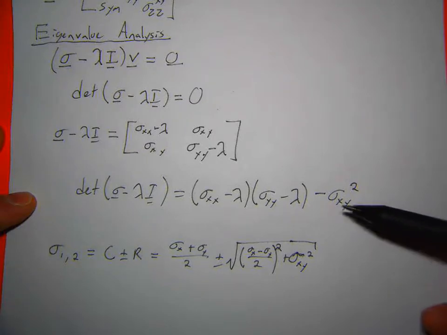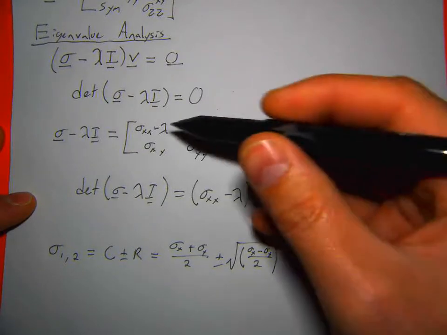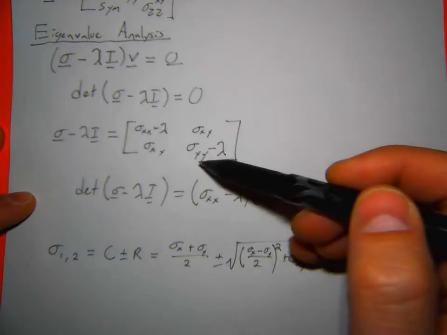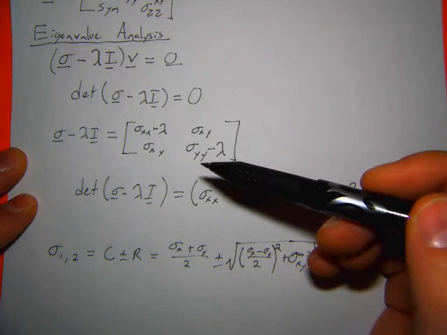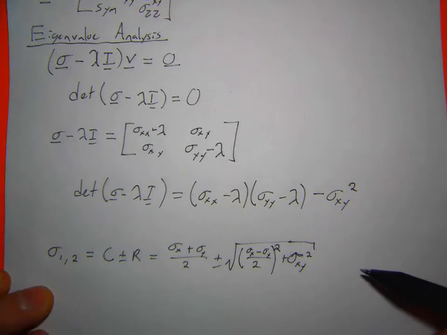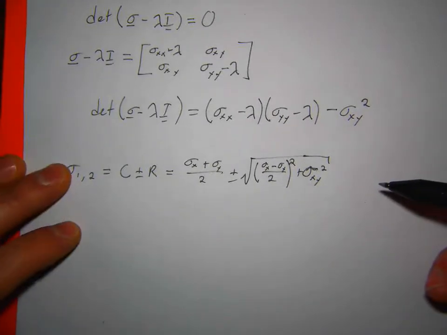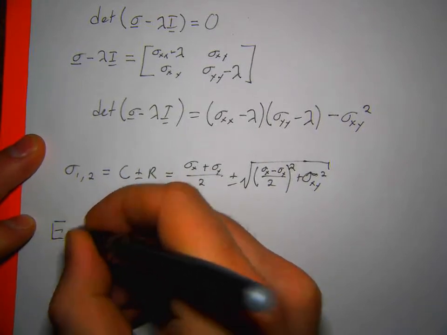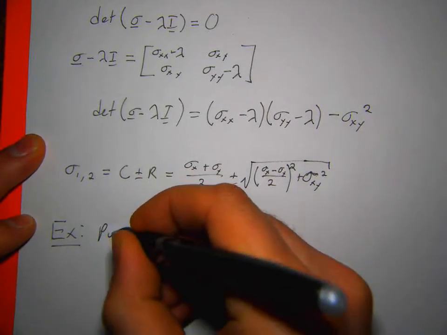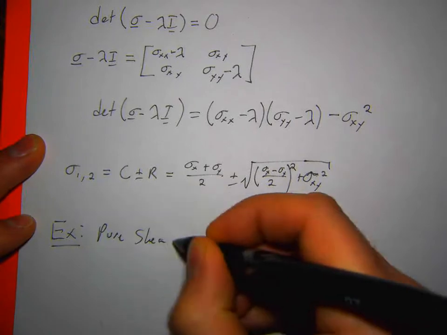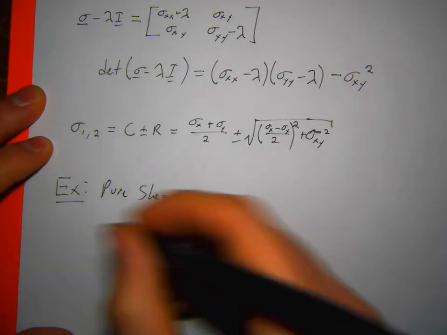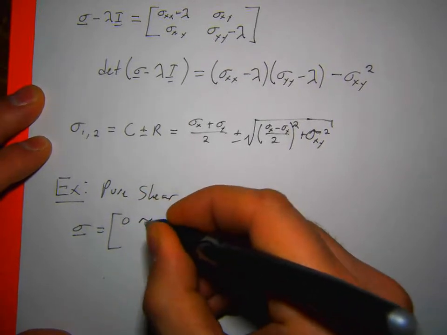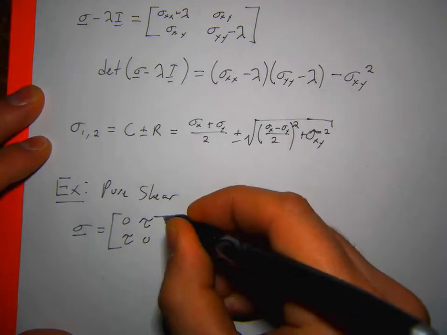Once you have that, you can figure out what vector, when you subtract this, ends up with a zero vector as a result. So if we look at that tau example I showed yesterday, pure shear, what this looks like is I have my stress as 0, tau, tau, 0.